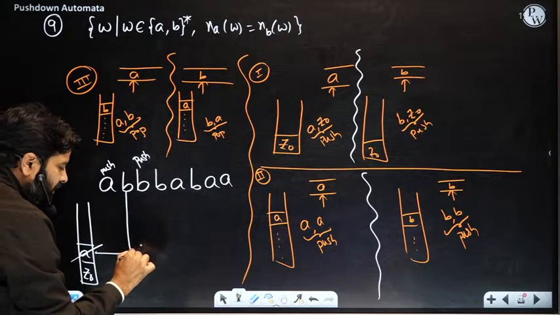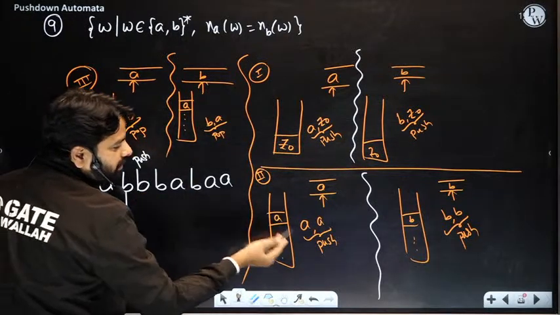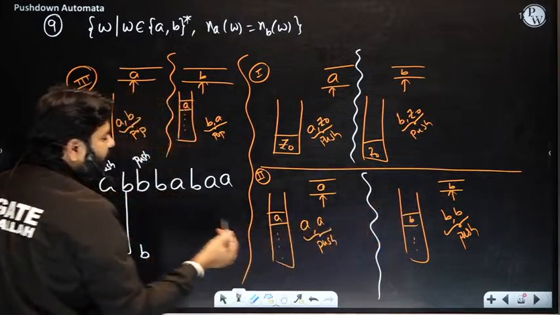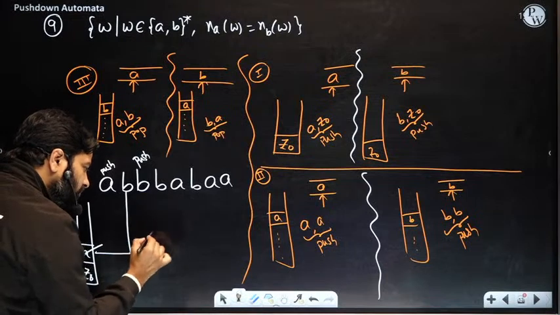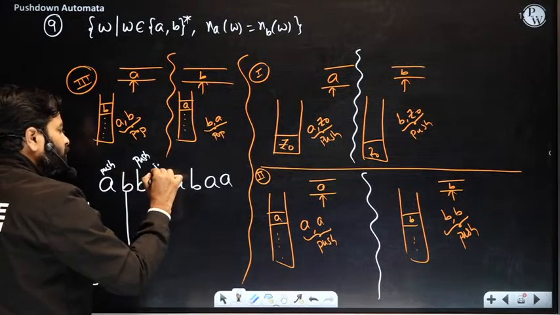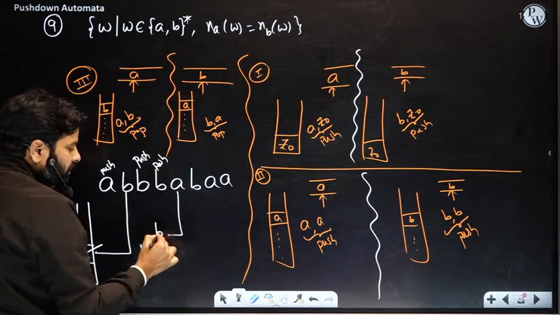So B, I am pushing here. Now B comma B is which case? This is the second case: the same symbol is in the input and on top of the stack. So push this B also. We are pushing this B also. Okay, push. Now A comma B, opposite symbols, you pop it.